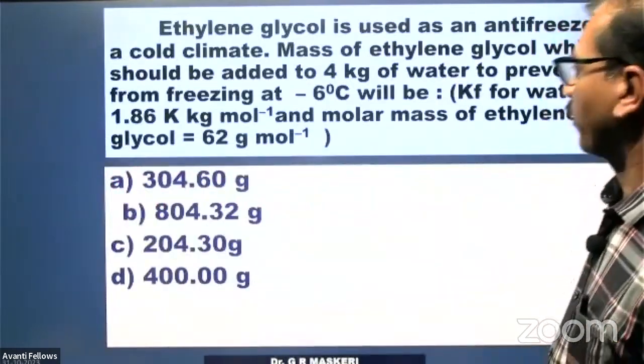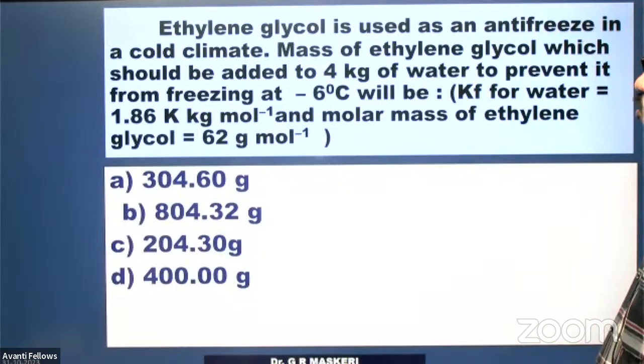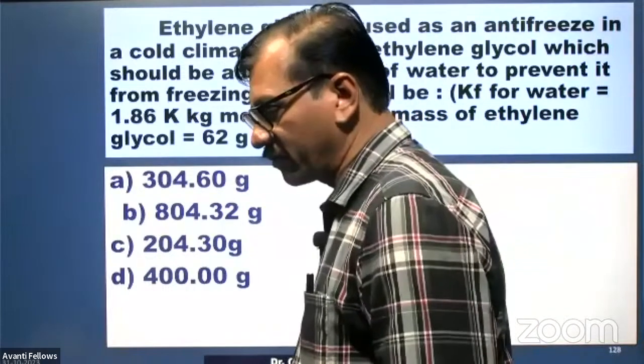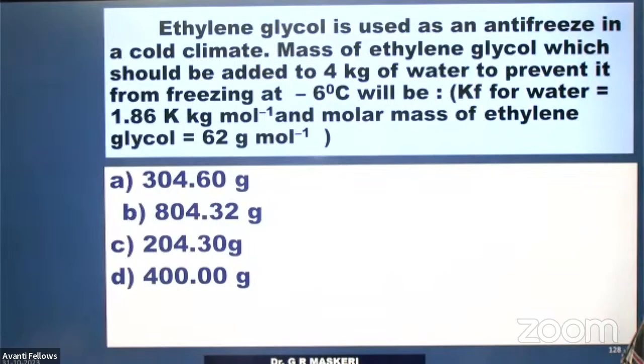Fine. Now, come on. Ethylene glycol is used as an antifreeze in cold climate. The mass of ethylene glycol which should be added to 4 kg of water to prevent it from freezing at -6°C will be. Okay, it needs a little calculation. Try for a minute.